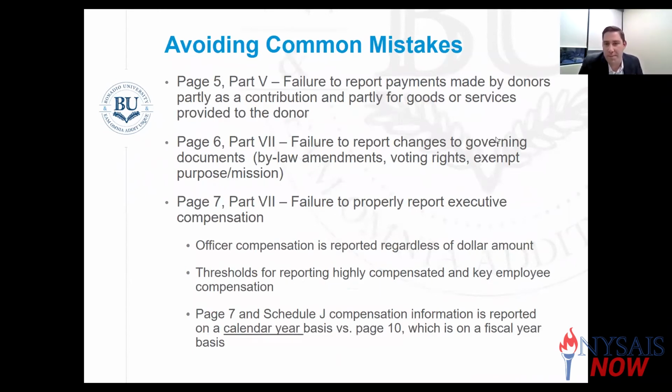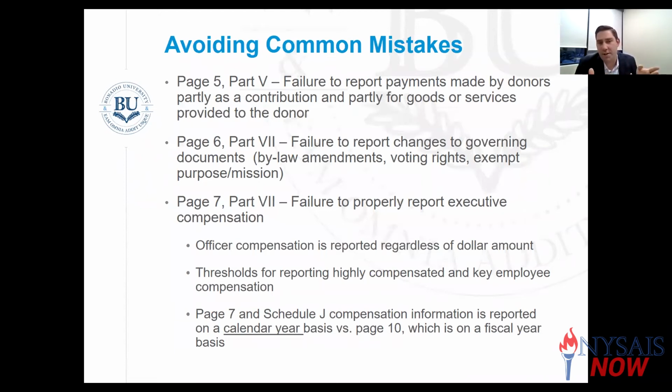Page five, failure to report payments made by donors partly as a contribution and partly for goods or services. Here's a key mistake that we often see, and the IRS asks about this. Say you have an annual dinner as a fundraiser. The dollar amount to go to that dinner is $200, but the cost to you for the food and everything to that donor is $100. Well, do you notify that donor that the tax deductible amount is only $100? Because yes, you gave us $200, but $100 was for the food and whatnot. Do you give that to your donor? It's a yes, no question, but is development doing that? And the IRS wants to know.